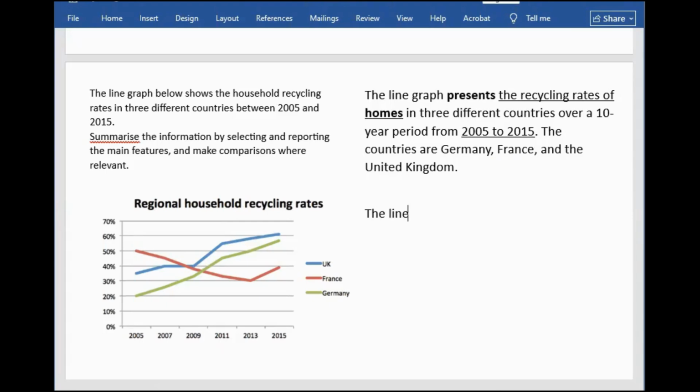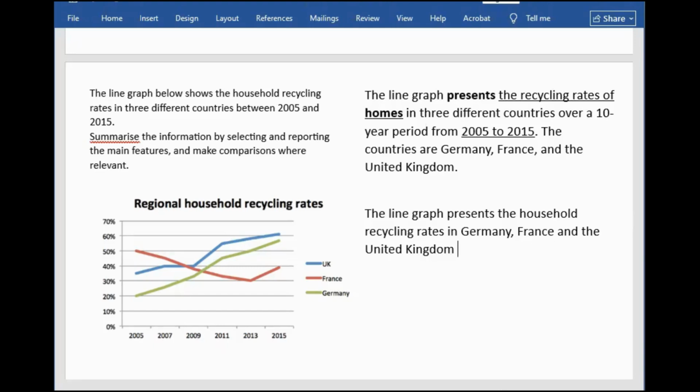The line graph presents the household recycling rates in Germany, France, and the United Kingdom over a period of 10 years from 2005 to 2015. Okay? This is a one-sentence introduction.